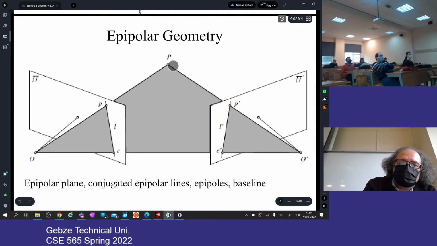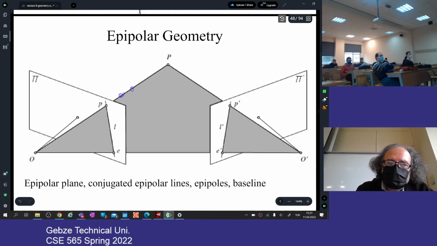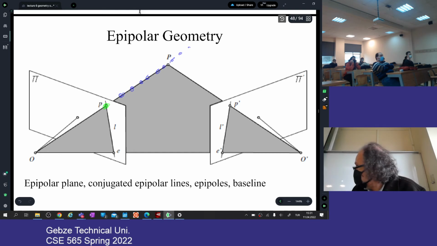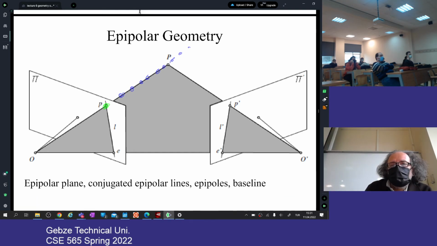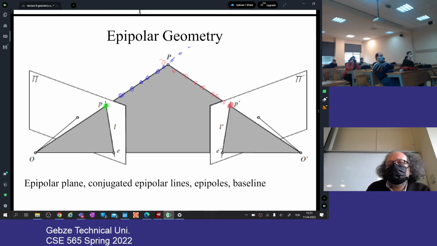If I project this P on my left image, it's going to be small p, and it's going to be small p prime on the right image. So I know that all of these points will be projected to this green point here. I know this much. And the same thing, all of these red points will be projected to this red point here. I know that much too. So we will come to this again.